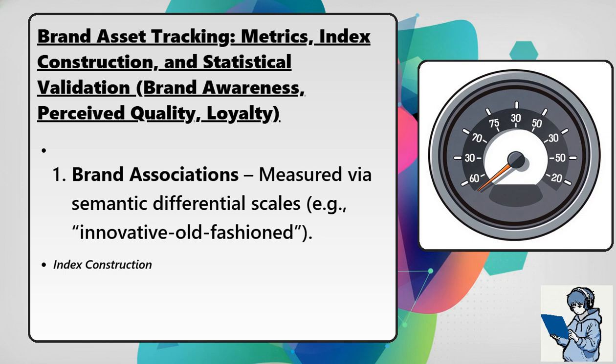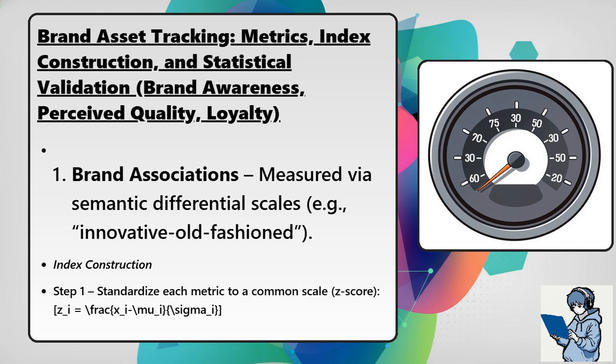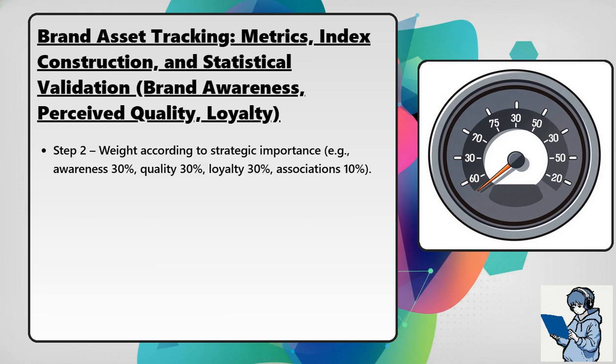Index construction. Step 1: standardize each metric to a common scale using the z-score, z_i equals x_i minus mu_i divided by sigma_i. Step 2: weight according to strategic importance. Example: awareness 30%, quality 30%, loyalty 30%, associations 10%. Step 3: aggregate. Brand index equals the sum from i equals 1 to k of w_i times z_i.